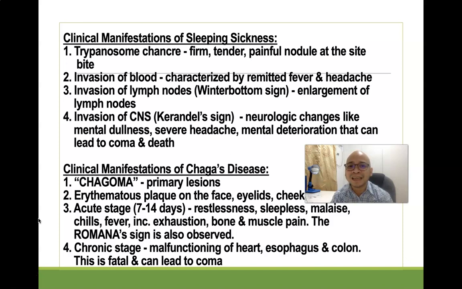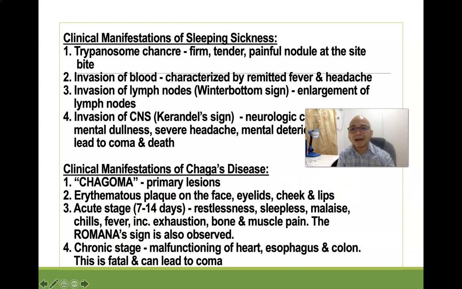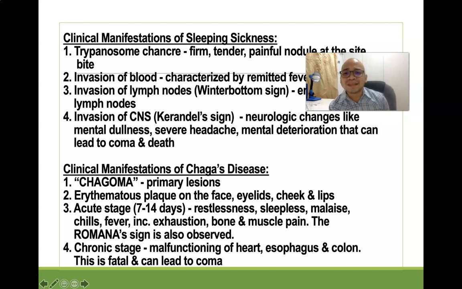So, chagoma is a primary lesion. Okay, this is now the clinical manifestation of Chagas disease. Okay, not chaka ha, Chagas disease caused by Trypanosoma cruzi. So, then there would be what? Erythematous plaque on the face, eyelids, cheeks, and lips. Namumula yung mukha. Okay? And then the acute stage between 7 to 14 days, there would be restlessness, sleeplessness, malaise, chills, fever, exhaustion, bone and muscle pain.